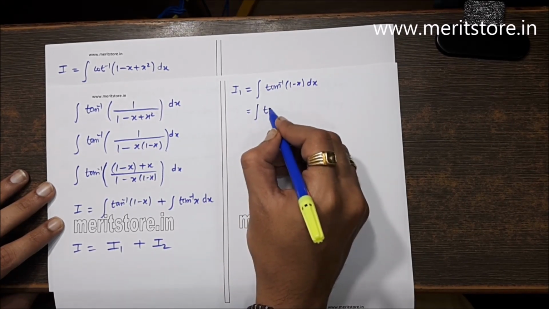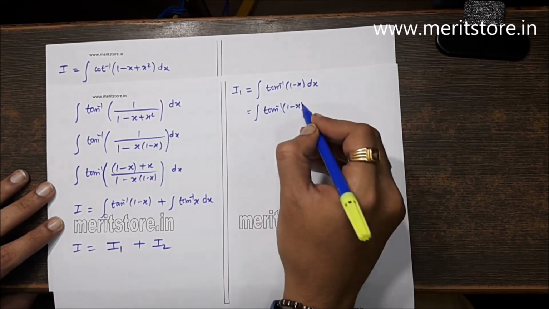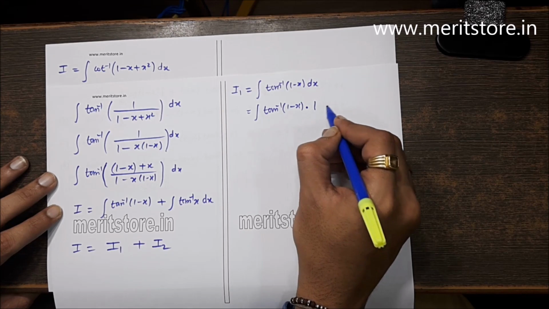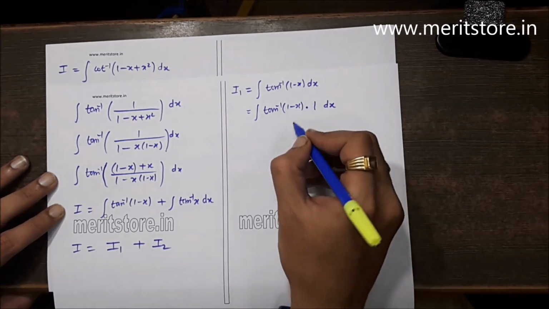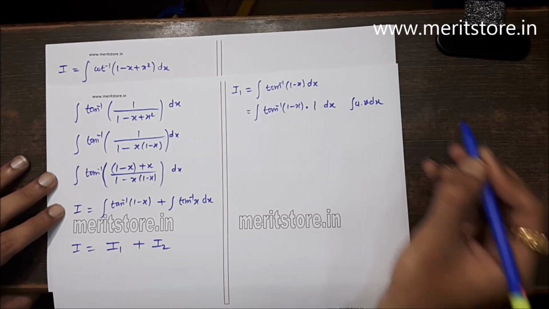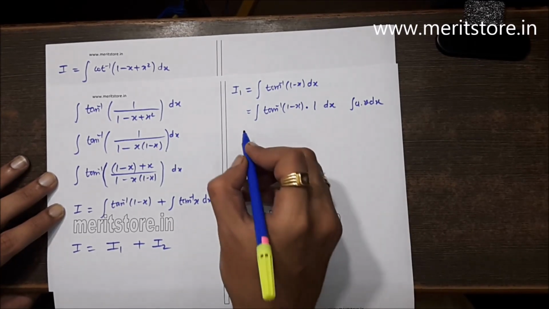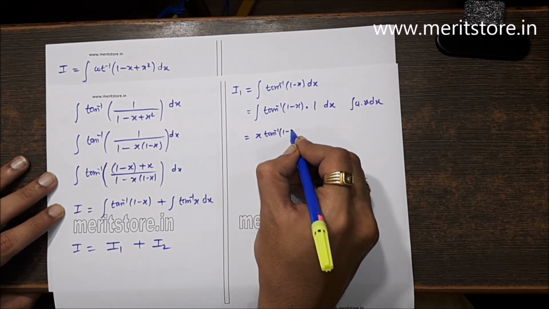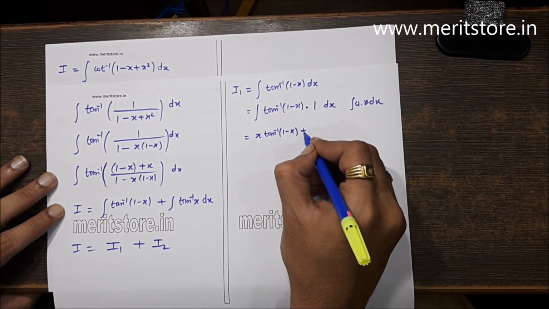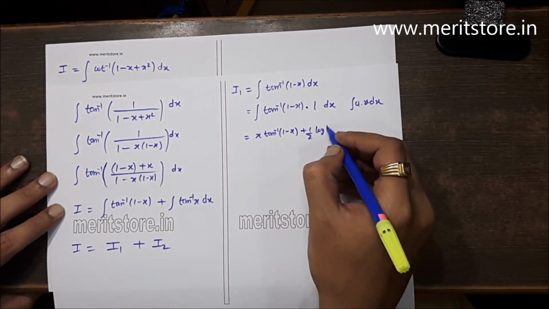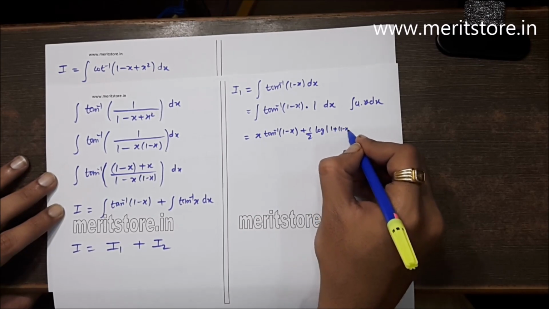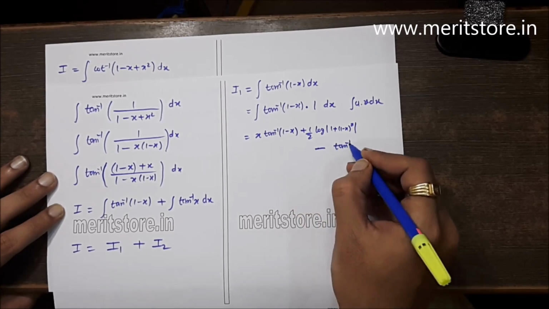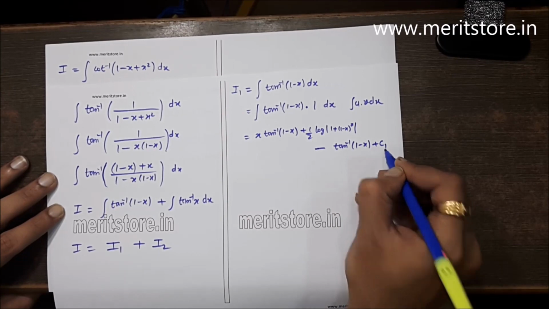We'll be integrating this with the help of the u into v rule by writing tan inverse of 1 minus x as tan inverse of 1 minus x into 1 dx, applying the formula of u into v dx. After simplification, my final answer would be x tan inverse of 1 minus x plus half log mod 1 plus 1 minus x the whole square, minus tan inverse of 1 minus x plus c1.